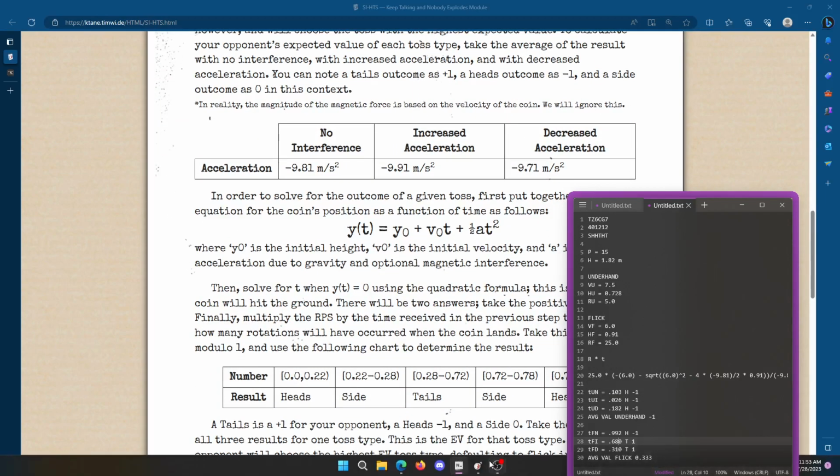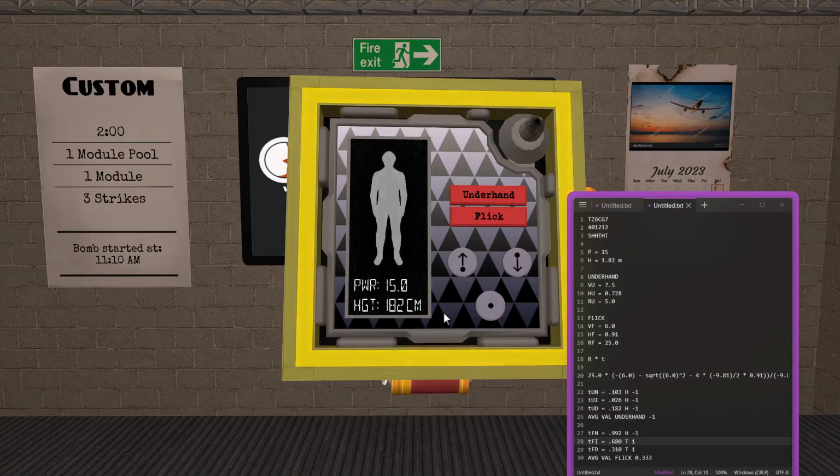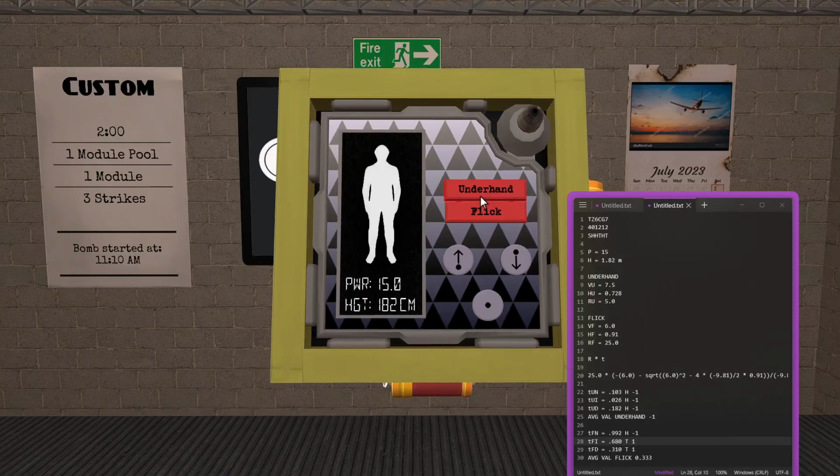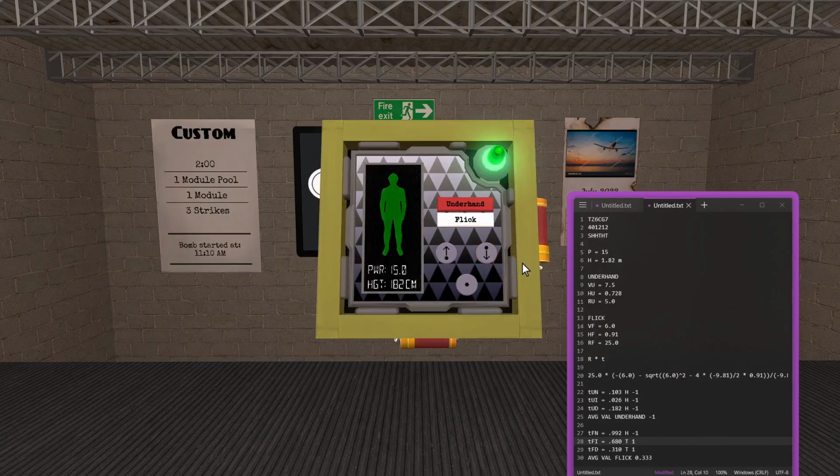So what does that mean on the module? Well, we can choose underhand or flick. I'm going to choose flick. And this is no change in acceleration. This is decreased acceleration. The arrow is up, but that means that like there's a force on the coin going up. It's decreasing how fast it's going down. So that's decreased acceleration. The down arrow is increased acceleration. So let's click that, and that'll solve the module.